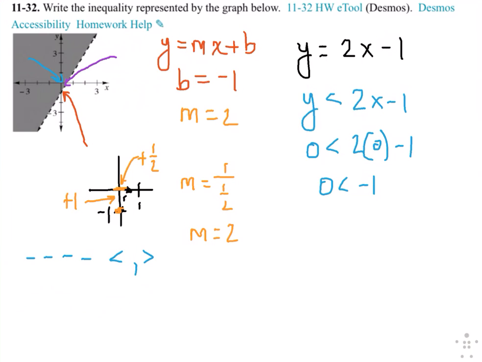So 0 is less than -1. Is that true? Is 0 less than -1? No, it's not. It's greater. So we know that we guessed the inequality symbol wrong. So now we know that since the only choice was less than or greater than, it's y is greater than 2x minus 1.